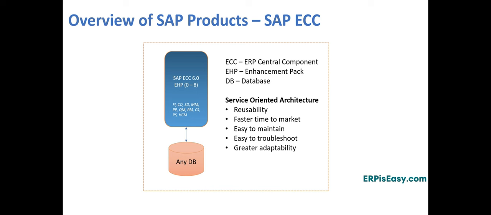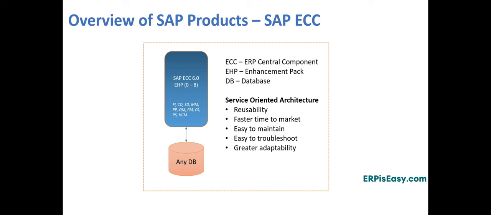Type of implementation. Brownfield, selective data transition, and greenfield implementation are supported in the Private Edition, whereas only greenfield implementation is possible in the Public Cloud Edition. Flexibility. Customers can opt to bring their existing custom codes from ECC to S/4HANA in the private edition. Customizations are not allowed. Only highly standardized business processes can be followed by the customers in the public cloud edition.